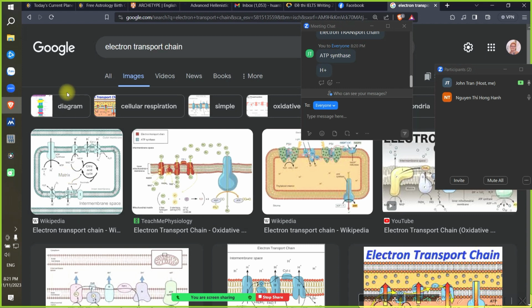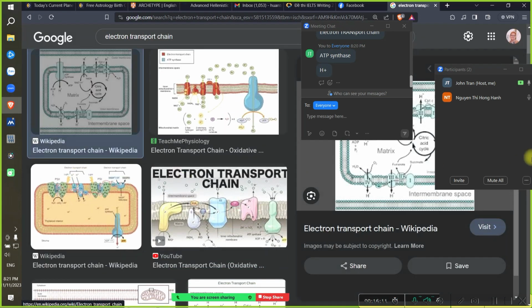Glycolysis happens in the cytosol of the cell. Electron transport chain happens between the membranes of the mitochondria, okay? So the movement of H plus out and in actually drives the ATP synthase.